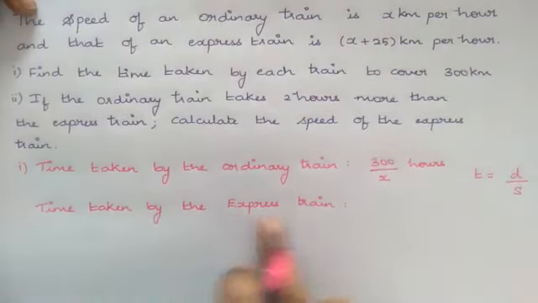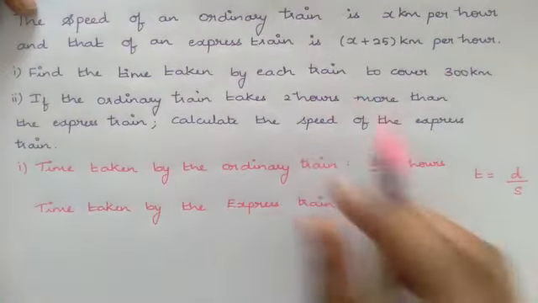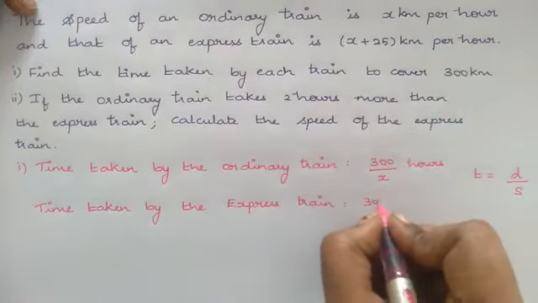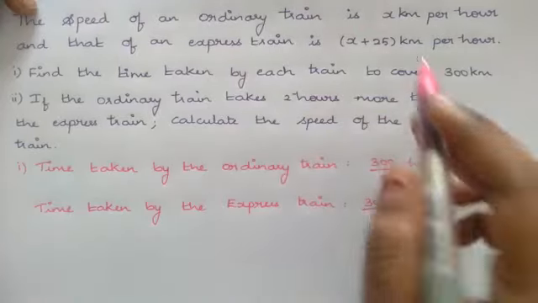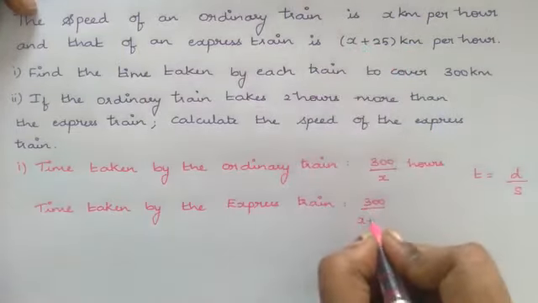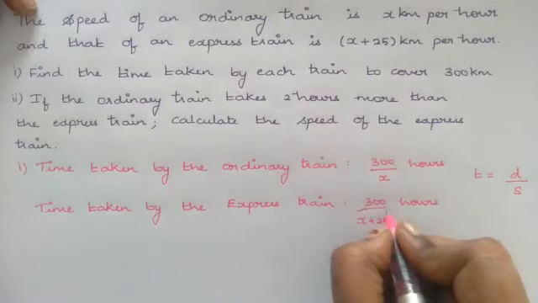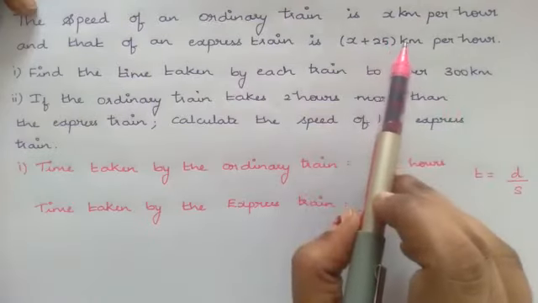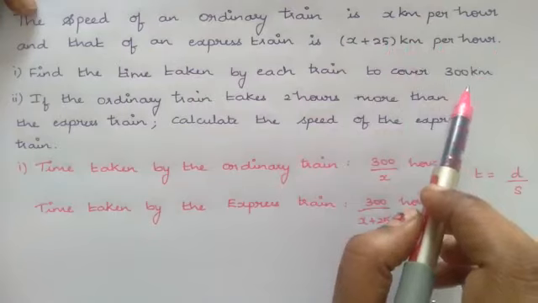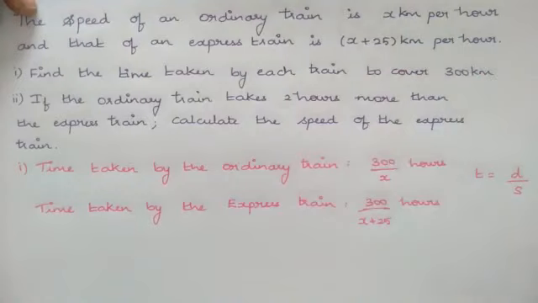Okay, same way, time taken by the express train to cover 300 kilometers will be distance by speed again. Distance is 300 kilometers by speed, which is going to be x plus 25 this time, because this is the speed of the express train. So this is 300 by x plus 25 hours. One more thing which we have to notice here is that the unit is with respect to kilometer per hour, and here also the unit is kilometers. Suppose there is any change in the unit, we need to change everything to a single quantity. That's very important. So this will be the solution for the first subdivision.